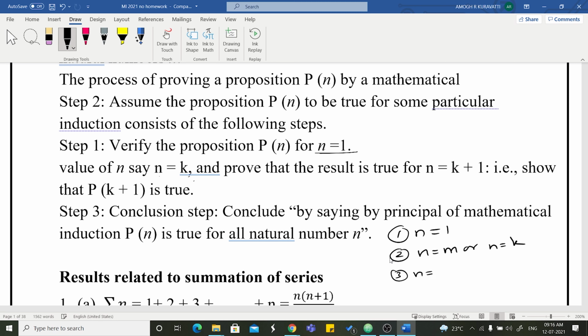Step number 3, the result is true for n is equal to m plus 1 or n is equal to k plus 1. In all cases, the given data holds good.